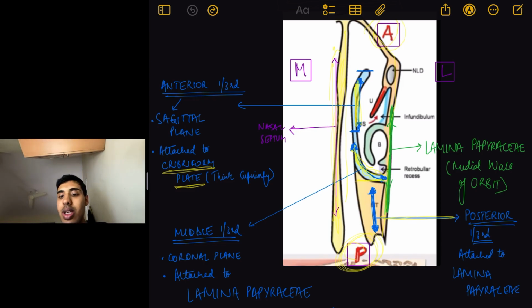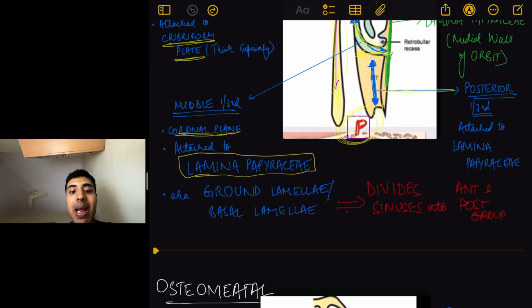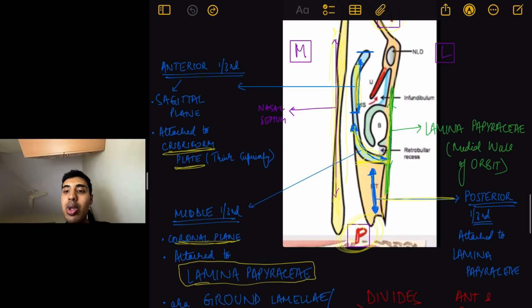As you can see the thickness over here. It lies in the coronal plane. It is attached laterally to the lamina papyracea. This green thing that I put here, that is the lamina papyracea. What is the lamina papyracea? It is the medial wall of the orbit. See, here you have the nasal cavity, here you have the orbit. So the medial wall of the orbit will form the lateral part of the nasal cavity, right? So you have the lamina papyracea, that is a thin bony plate which forms the medial wall of the orbit.